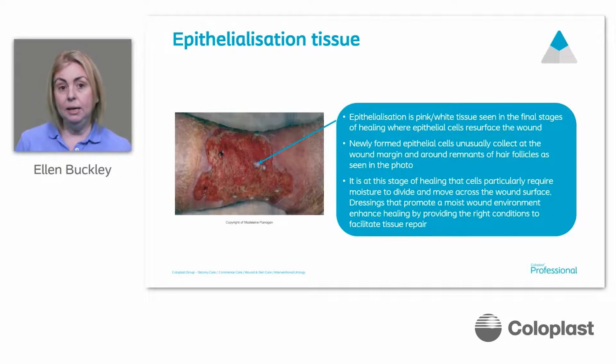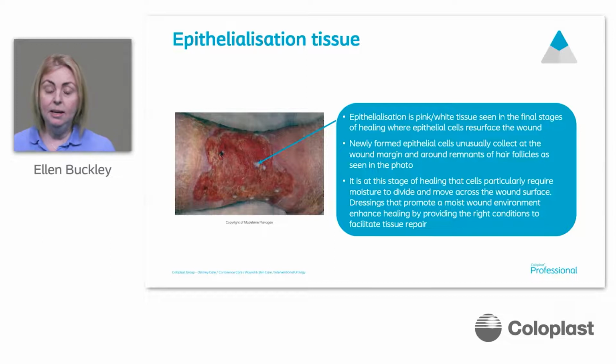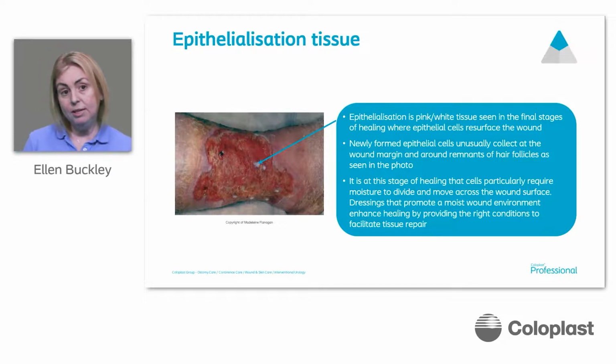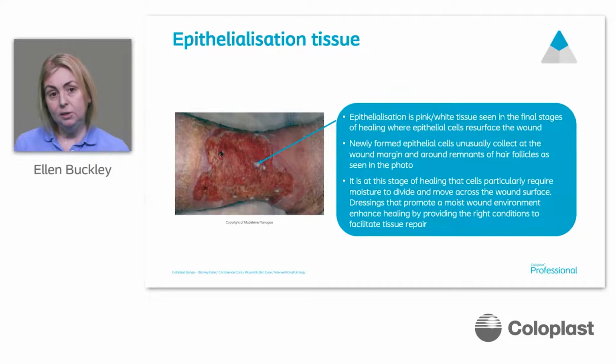Epithelial tissue is pink or white, and it's often seen in the final stages of wound healing. The epithelial cells will migrate in from the edge of the wound to finally resurface that wound. But in wounds of larger dimension, you will see islands of epithelial tissue appear within the wound bed as well, which again will spread out and migrate across the surface of the wound to finally resurface that wound, and it will appear healed on that surface.